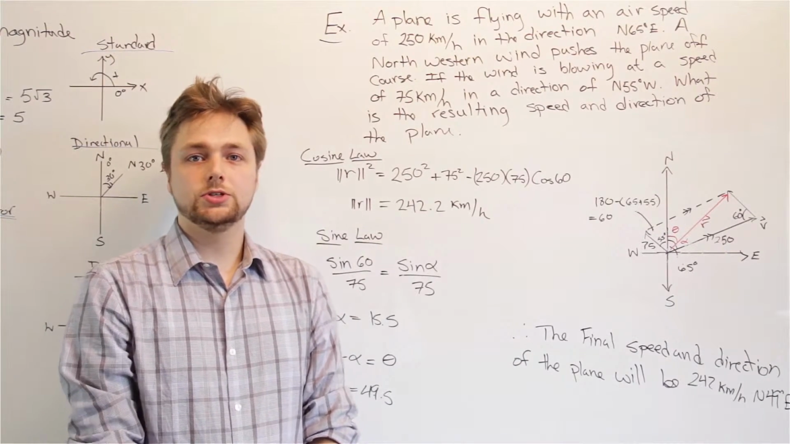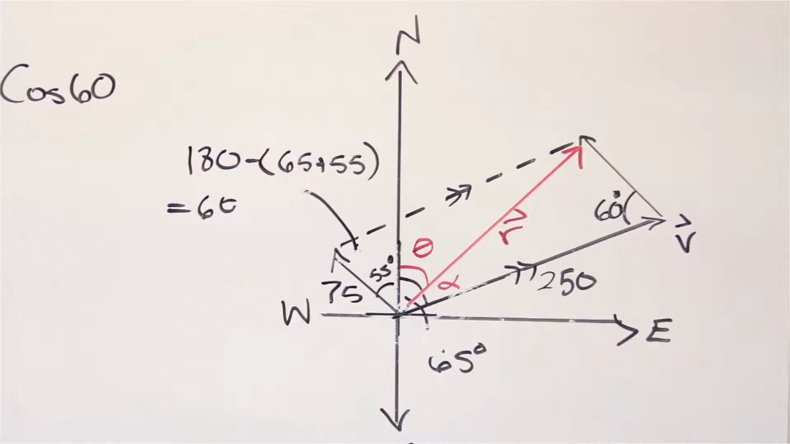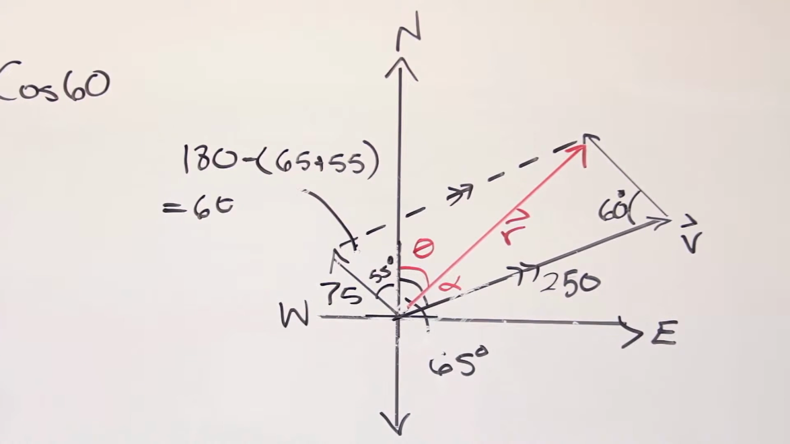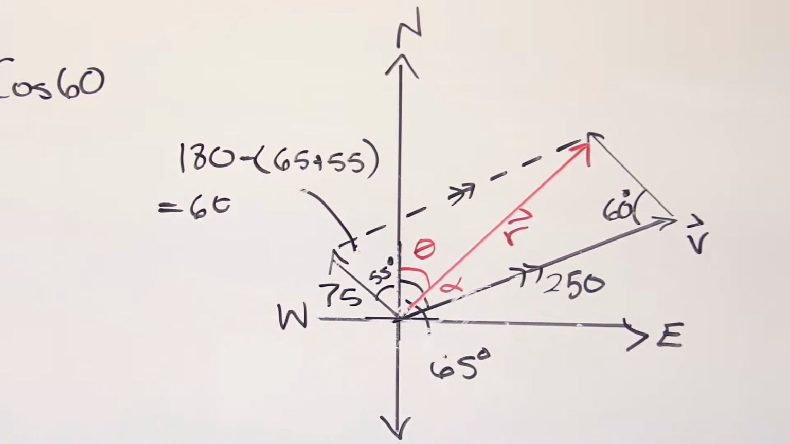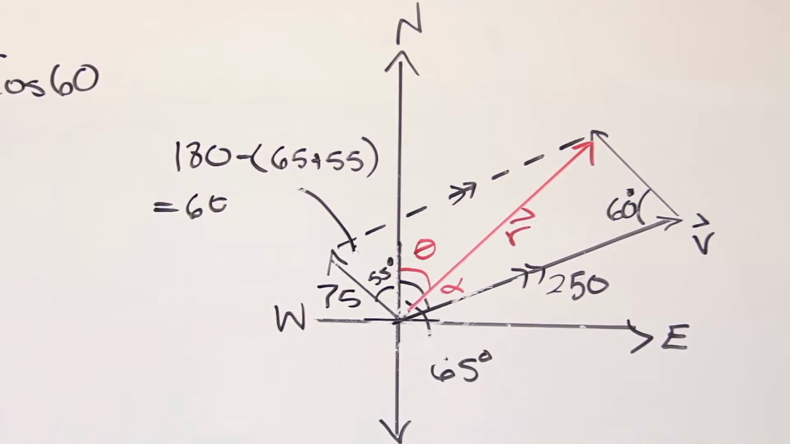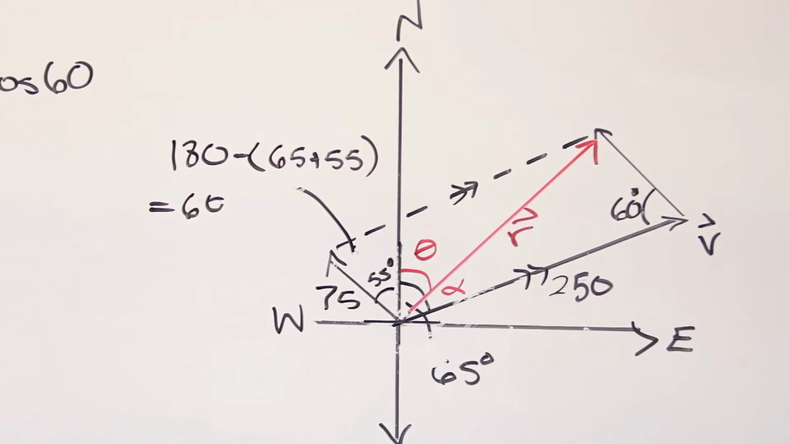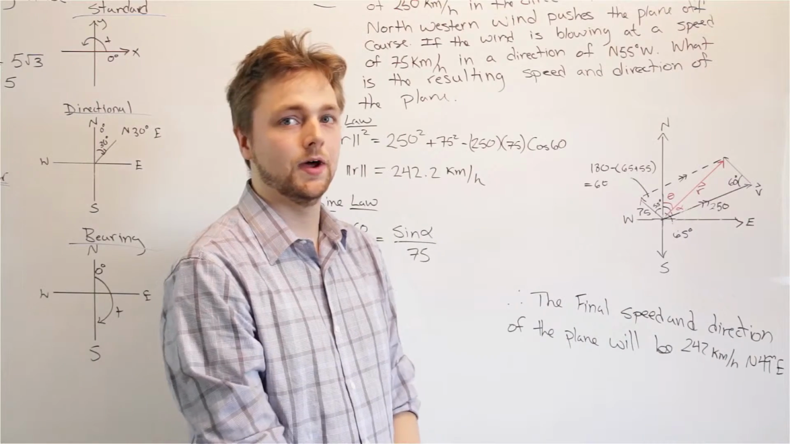So the first place we should start for any problem like this is a diagram. So here we can see we've drawn in the vector v, the velocity of the plane, with a magnitude of 250, in a direction starting at north 65 degrees towards east. Next, we can also draw in the vector for the wind. We knew that it was specified from north, going west 55 degrees, with a length or magnitude of 75.